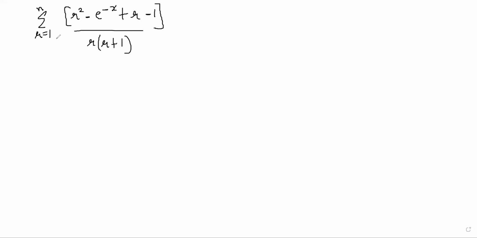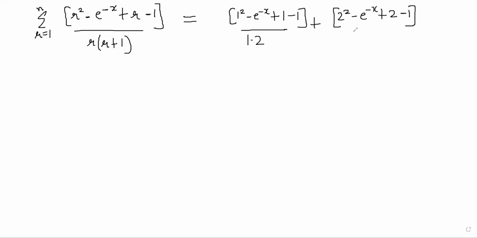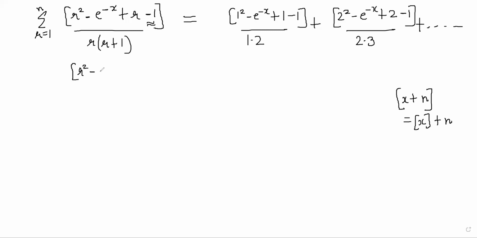Okay, so now here r is an integer. So if you write a few terms, what it looks like is 1 square minus e power minus x plus 1 minus 1 by 1 into 2, plus 2 square minus e power minus x plus 2 minus 1 by 2 into 3 and so on, right? So notice that this minus 1 can be taken out of the GIF because it's an integer. We know the property of GIF that if x plus some n, where n is an integer, then it can be written as GIF of x plus n. So therefore, what I will do is I'll simplify this and write it like this. Plus r minus e power minus x minus 1 by r into r plus 1.